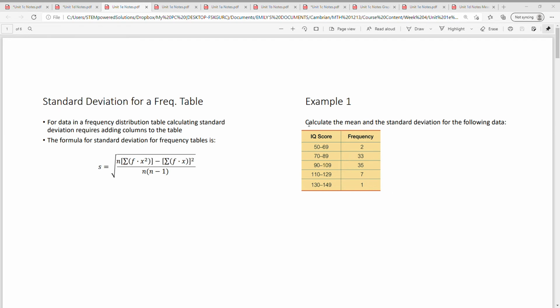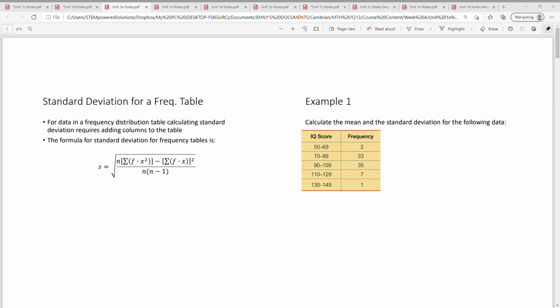All right, so I know what this value is, the f dot x squared. I know what n is. Now I need to find what f dot x is. So I'm going to copy, not x squared, just x. So f dot x is equal to basically this column multiplied by this column.